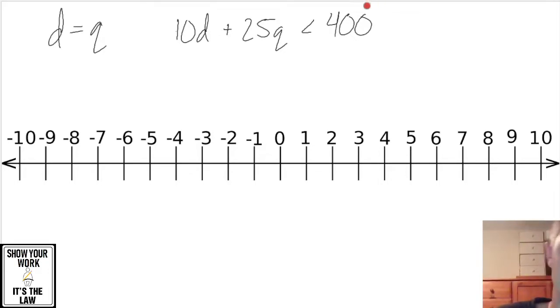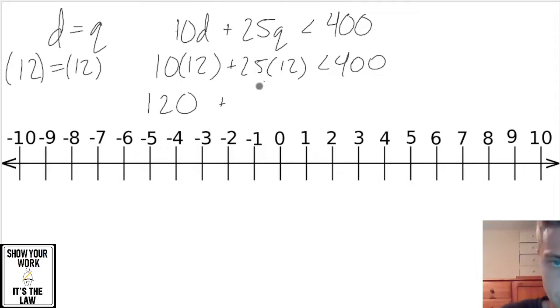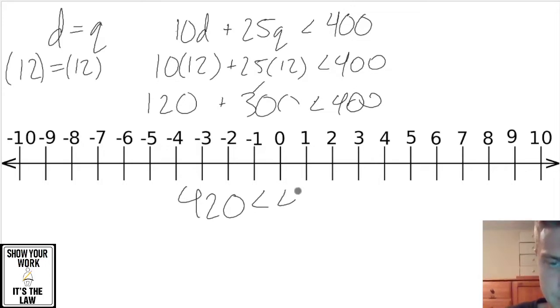Could he have 12 dimes? Well, let's find out. If he had 12 dimes, that would mean he has 12 quarters. If he had 12 dimes and 12 quarters, that would mean he had 120 cents in dimes and 300 cents in quarters. And that would equal 420 cents. Is that less than $4? No, it is not. Therefore, he could not have that many dimes. Too many dimes. Could he have 11? Probably.